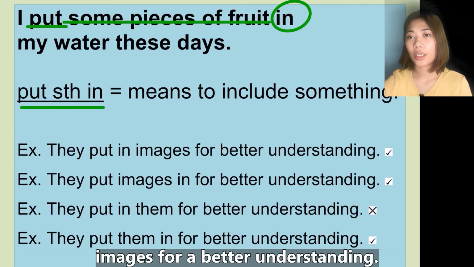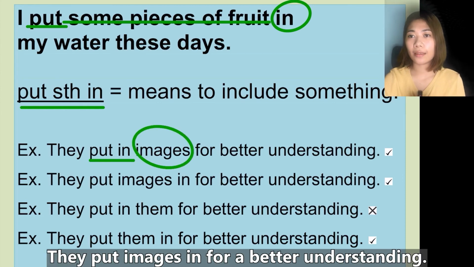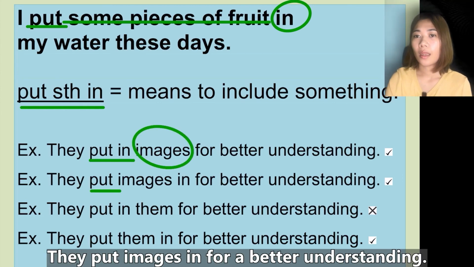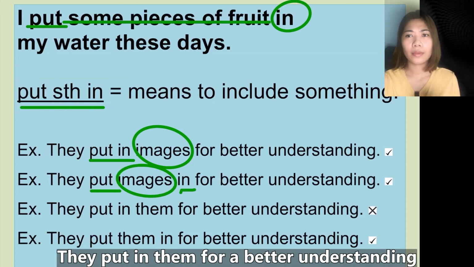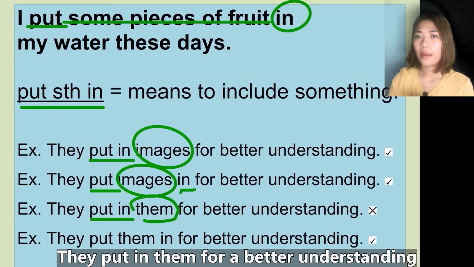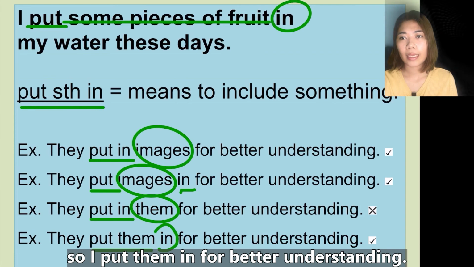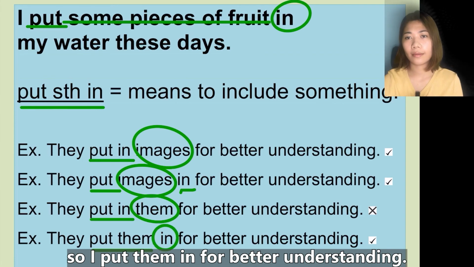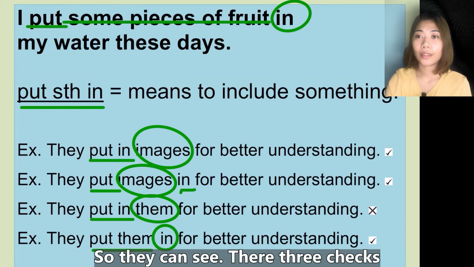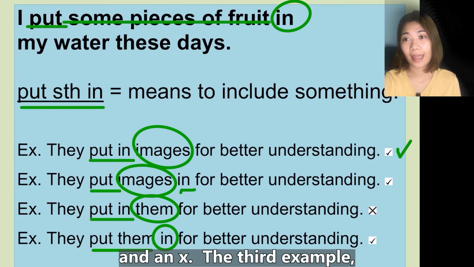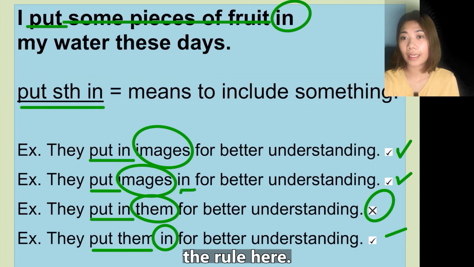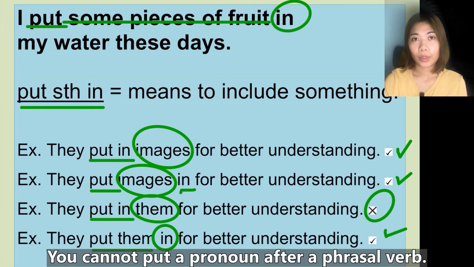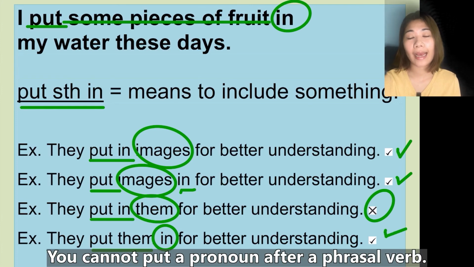They put in images for better understanding. They put images in for better understanding. They put in them for better understanding. They put them in for better understanding. So as you can see, there's 3 checks and an X. The third example, the rule here, you cannot put a pronoun after a phrasal verb.